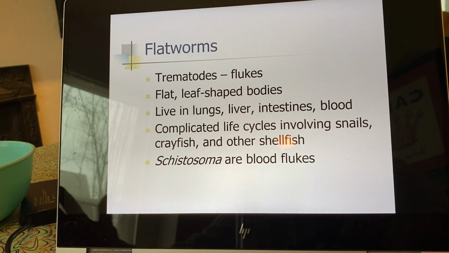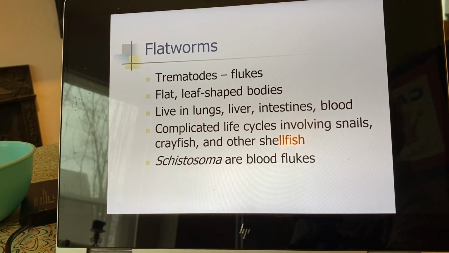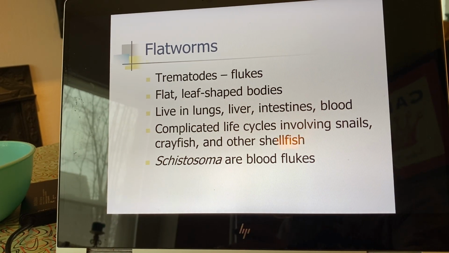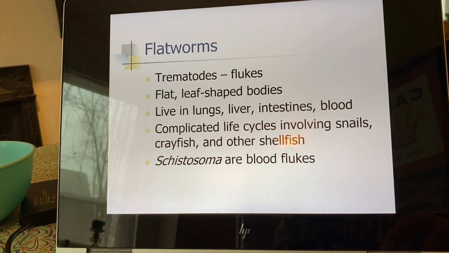Okay, so you wonder how they could even reproduce themselves because a lot of times their life cycles are so crazy and long and they have to be in all of these different species of organisms, but obviously they get it done because they still continue to live and flourish and cause infections. You may hear the term schistosoma. That refers to flukes that live in the blood.